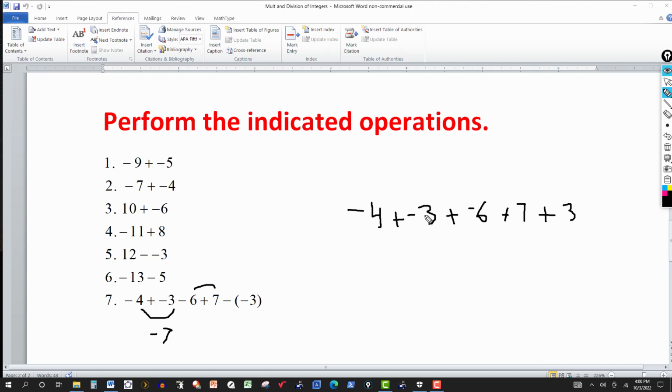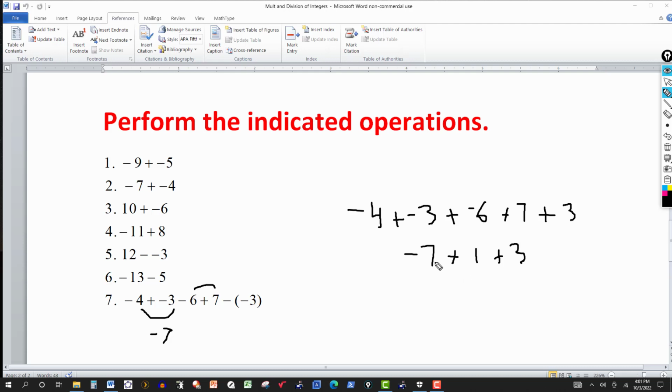Now once you have everything as an addition, then you just follow the rules for addition. You can take any two you want. If I take negative 4 and negative 3, that's a negative 7. Now I can add the negative 6 to that. Or I can just say 7 and negative 7 cancel. Or I could just add these two next. So negative 6 and 7. I'm adding two numbers with different signs, so I subtract 6 from 7. That gives me a 1. And the larger number is positive, so I put a plus here. And I bring the next one down, plus 3.